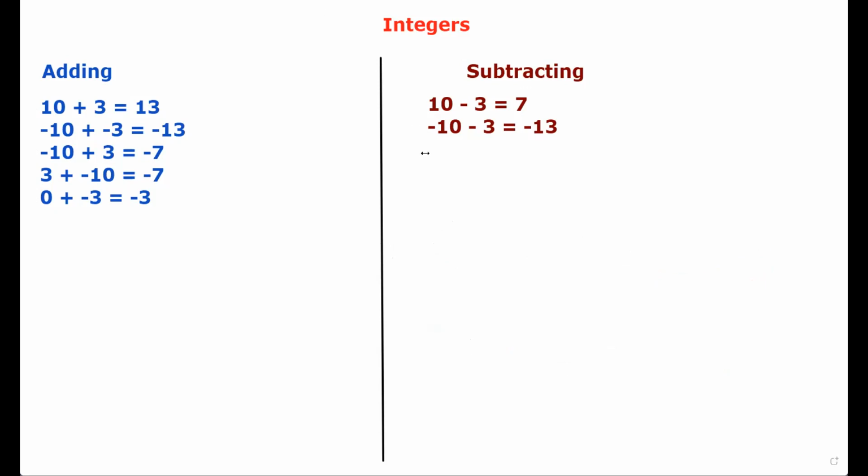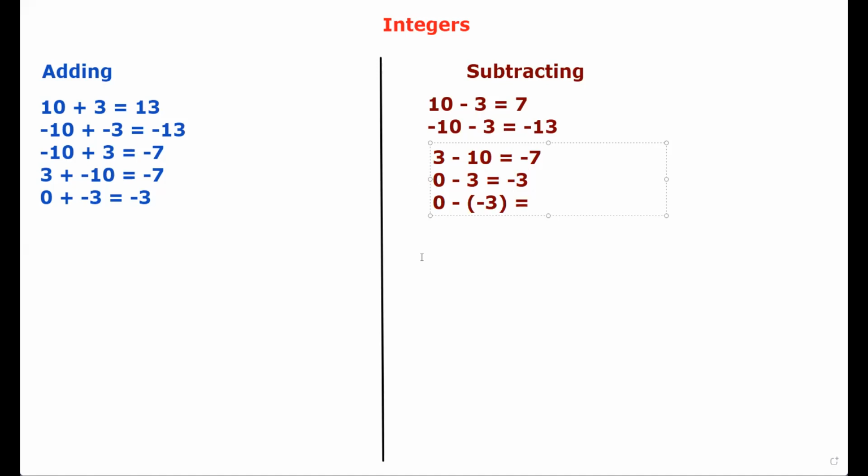Let's say I have 3 - 10. Well, this is the opposite of 10 - 3, which is -7. If the smaller number is in front and you're minusing a big number, it's in negative now. Now let's say I have 0 - 3. That's -3. But let's say I have 0 minus -3.